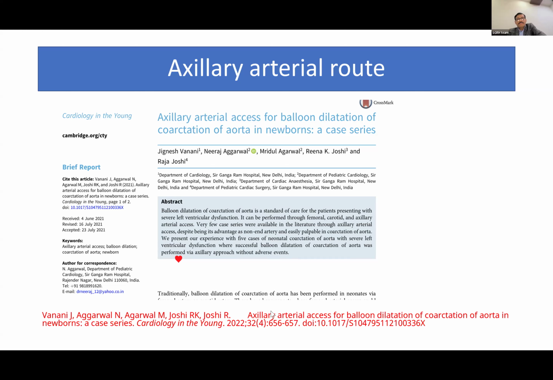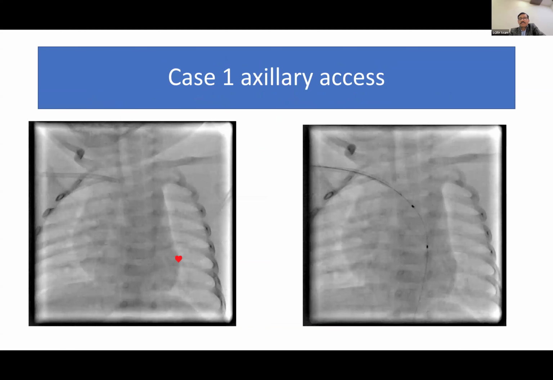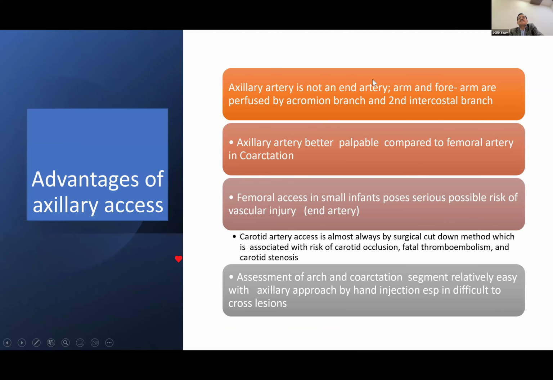So what we recommend nowadays is that we primarily go by axillary artery access, and we don't go by femoral artery access in balloon dilatation of coarctation if it's a newborn child. If it's a child less than 3 months old, the axillary artery access is the primary route in our unit. The advantages I have told you. Let's see these advantages. Not an end artery, that is the best advantage. Better palpable.